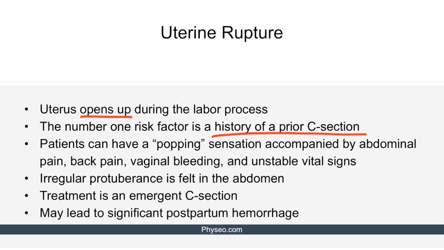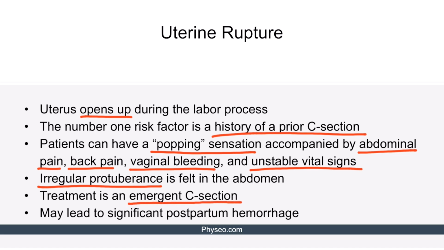The typical presentation is a popping sensation within the abdomen, accompanied by intense abdominal pain, back pain, vaginal bleeding, and unstable vital signs, such as hypotension and tachycardia. On physical exam, an irregular protuberance can be felt within the abdomen. This is a part of the baby as it begins to escape through the opened uterus. These patients require an emergent C-section and are in danger of significant postpartum hemorrhage.